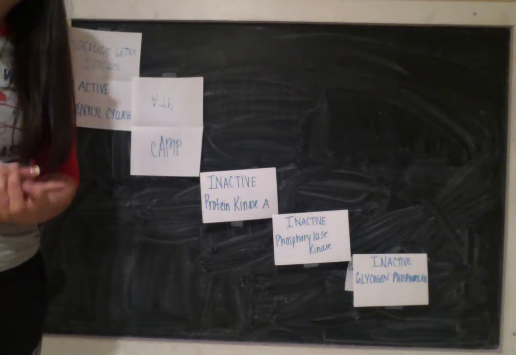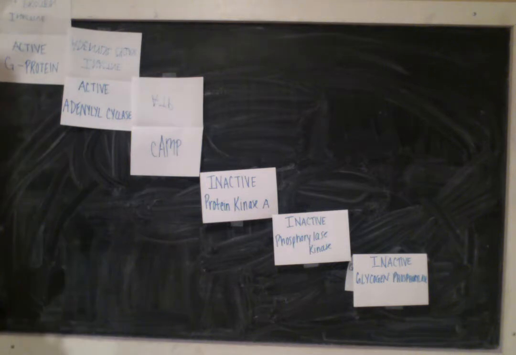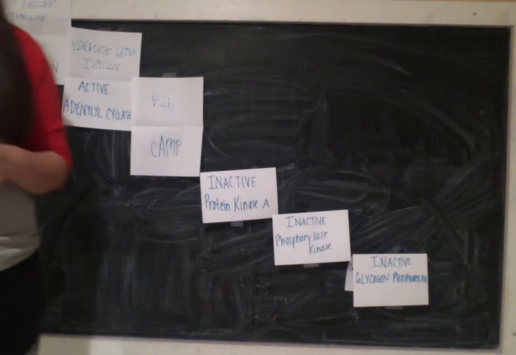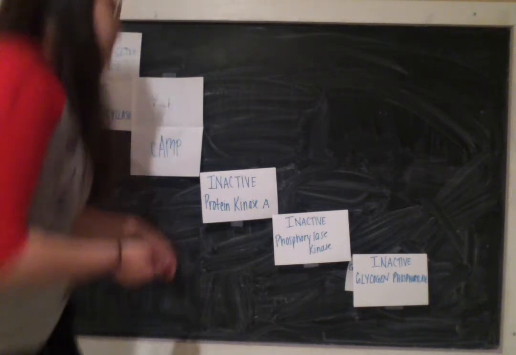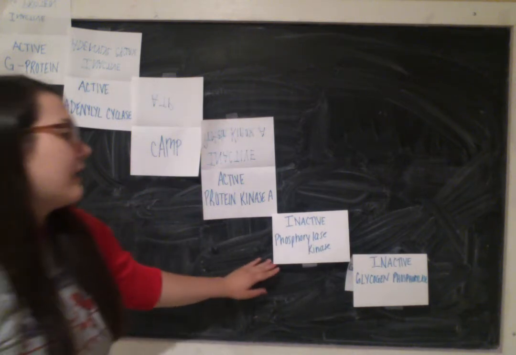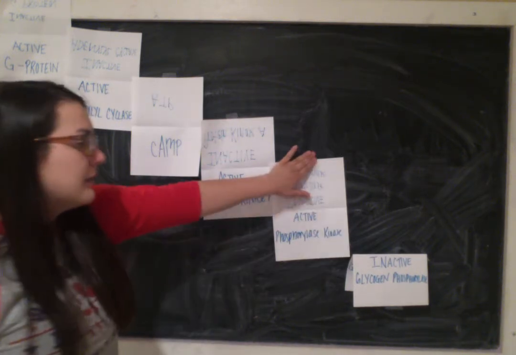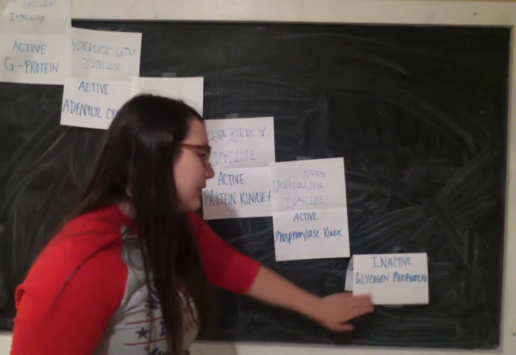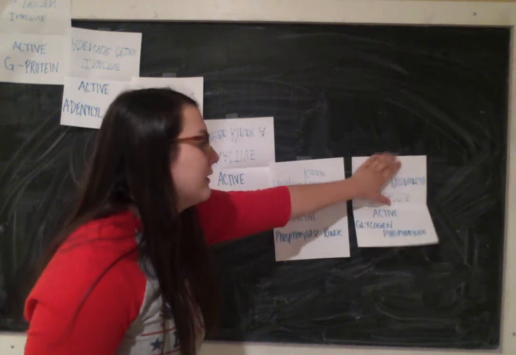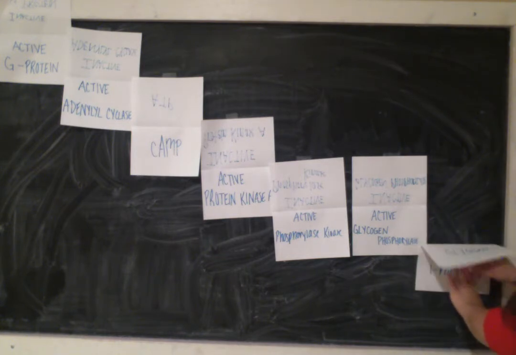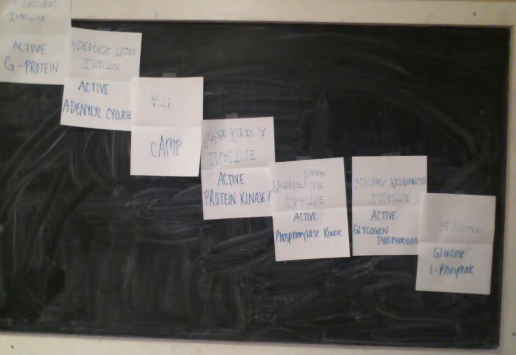Before, it's either in the prior tab, or it's under secondary messengers. So then inactive protein kinase A becomes active. Inactive phosphorylase kinase becomes active phosphorylase kinase. And last but not least, inactive glycogen phosphorylase becomes active. And the response of this is that glycogen turns into glucose 1-phosphate.